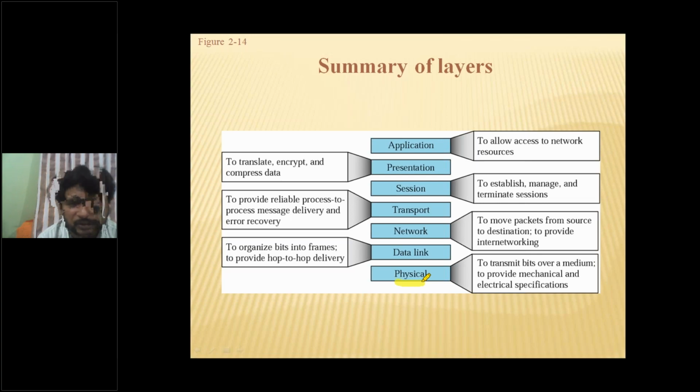Coming to the data link layer, it performs functions like framing, where it converts the data into the form of frames. It provides node-to-node delivery. Then it is also responsible for flow control and error control, and it generates a MAC address which is responsible for the node-to-node delivery.